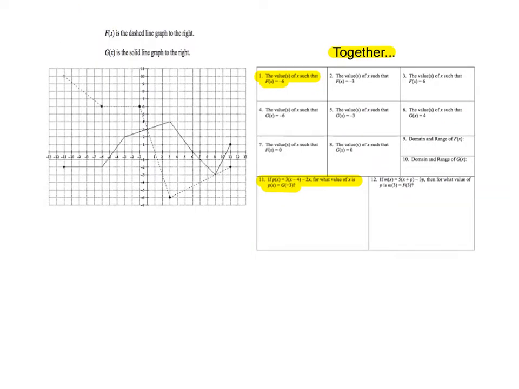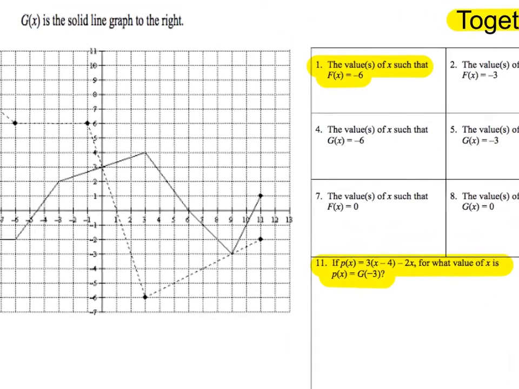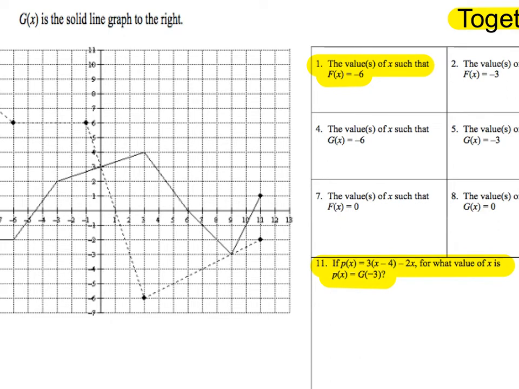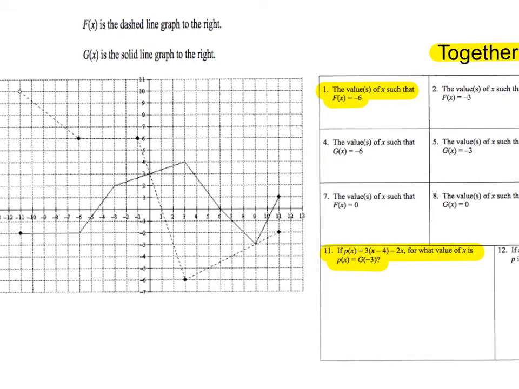Next, we're going to work in a reverse way. Here I'm looking for the value of x such that f of x is negative 6. And you have to remember f is the dashed line. So I'm going to find the y value that corresponds with negative 6 and then look for the x value on the dashed line. So let's see. The y value, negative 6, is here. And the x value of my dashed line is 3. So x is 3.